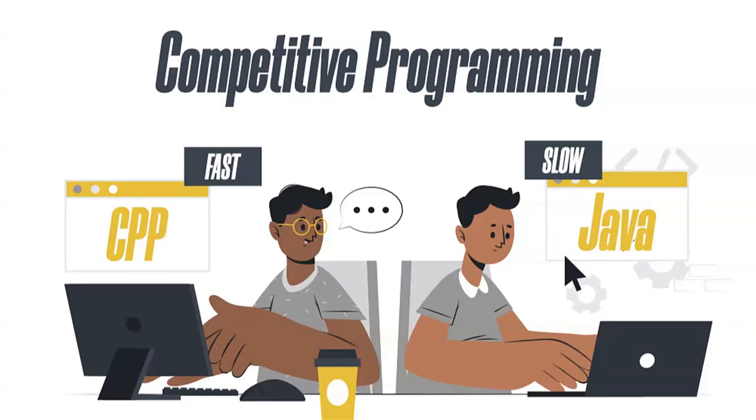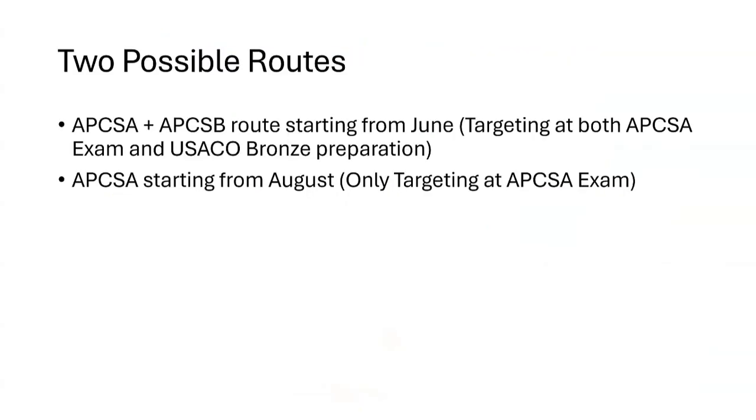So we will have 1 semester in the AP CompSci A year to teach you the Java level of competitive programming, and then another year to teach C++ for faster competitive programming in the year after the AP CompSci A year. And then these are 2 possible routes.